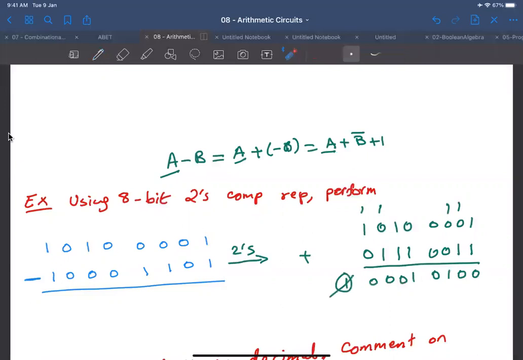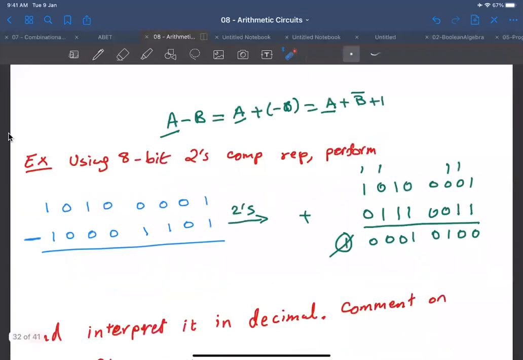So is there an overflow here? No. Answer is no. Why? The last carry is equal to the previous carry, right? Yes. So the last two carries are equal. That's why. All right.